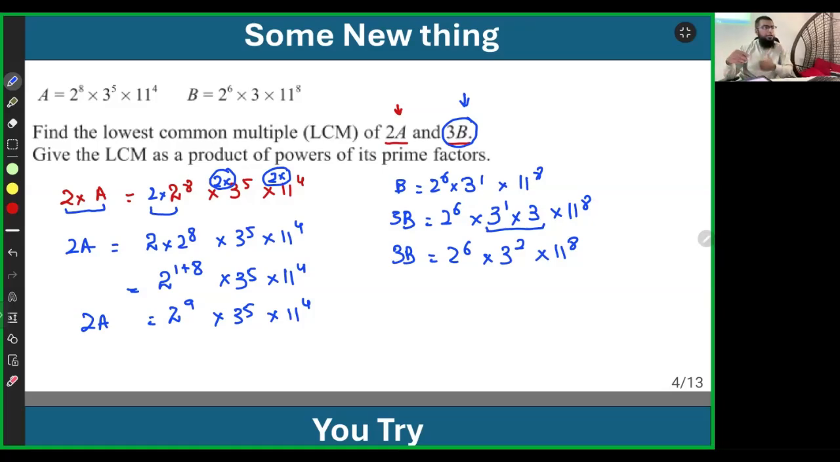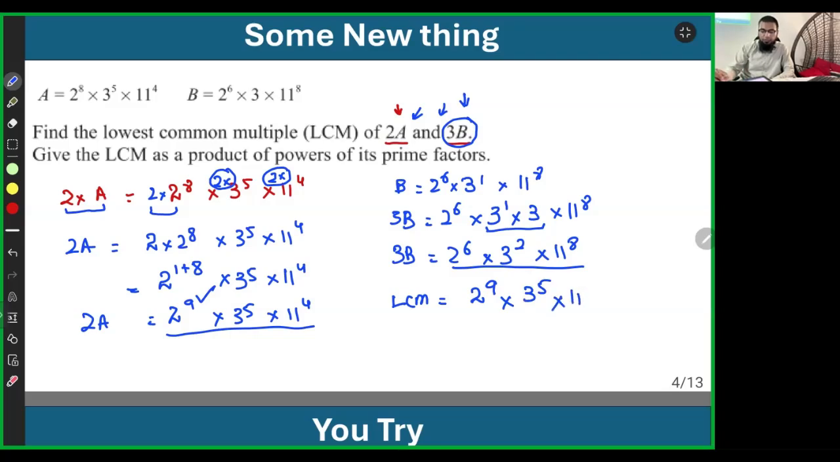Okay, now we need to find out the LCM, and LCM only for 2a and 3b. So these are the two numbers. So LCM, maximum power. I'm just writing LCM. 2 raised to the power 9, because that is the maximum. Then 3 raised to the power 5. Then 11 raised to the power 8. Is it fine? Any problem? Any question you can ask straight away. कोई भी मसला है तो.